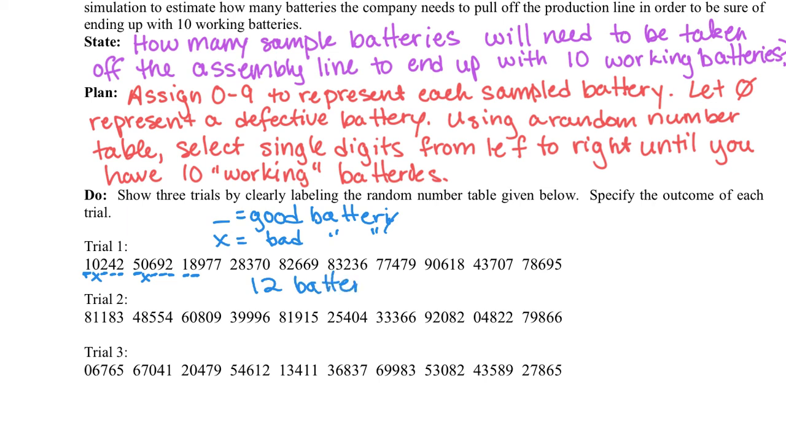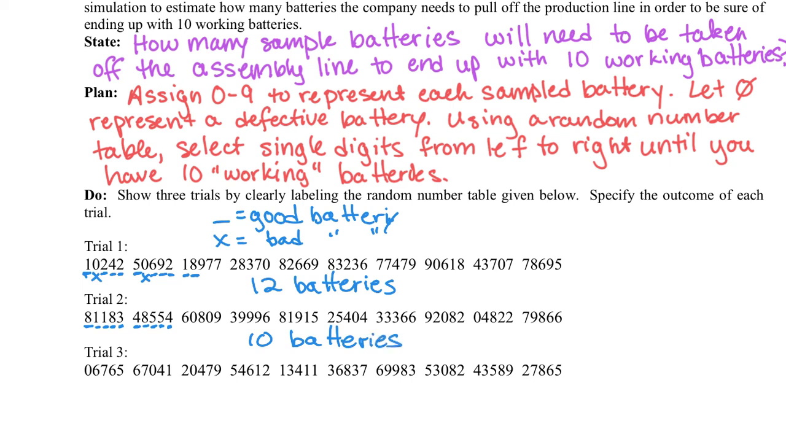So remember, the question is, how many batteries is it going to take so that I can assure I get 10 working batteries? In trial number 2, I've got 1, 2, 3, 4, 5, 6, 7, 8, 9, 10. So I've got 10 batteries that I needed to get from this one, and all 10 of them were working.